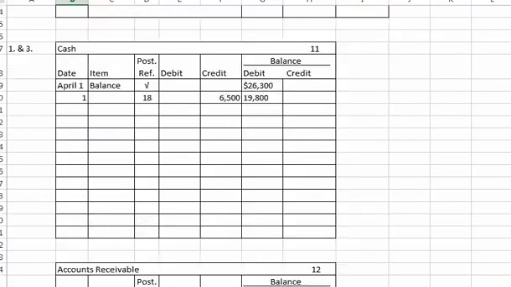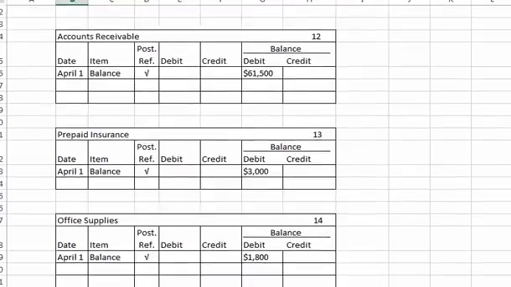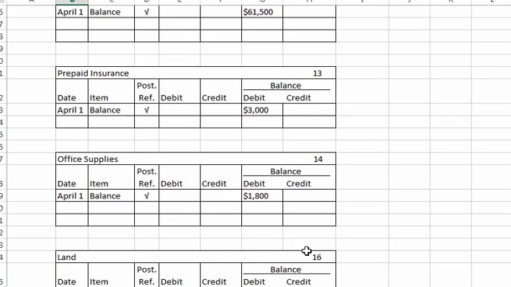So we go down till we find office supplies. That's a debit on the 2nd. Leave the item column blank. Put in a 2 for the date. You don't put in April again. We have that on the top row. You only put in the month again if it changed. So we put in a 2 for the date.